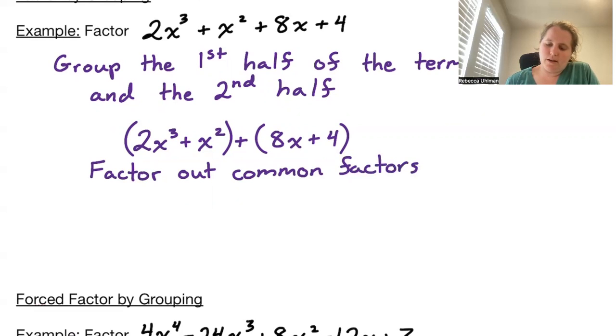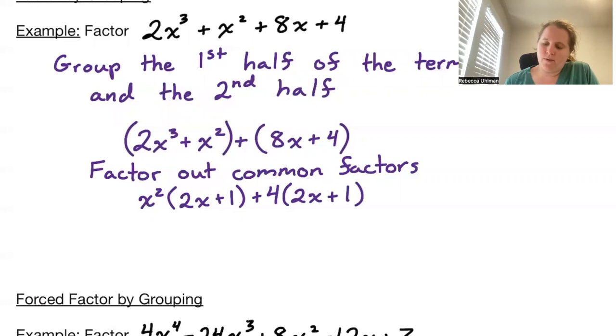So we are looking at x squared times, in parentheses, 2x plus 1. In the second group, we can factor out a 4, and we're left with 2x plus 1. If factor by grouping works, so if these match, then we can just pull out the common factor.